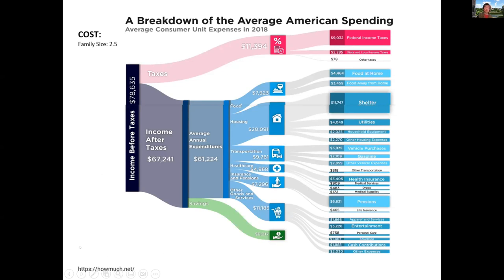So this website where I found it is called howmuch.net. And what they do is they try and put all these money things into graphics. So if you want to play around, this is a great site. Also, if you don't keep track of your spending and you don't have a budget, this gives you an overall ratio about how you might be spending your money. It's an interesting walk into where your money goes.